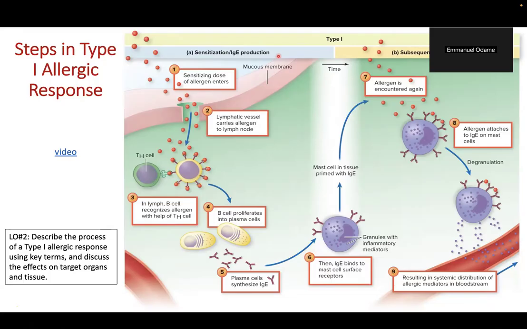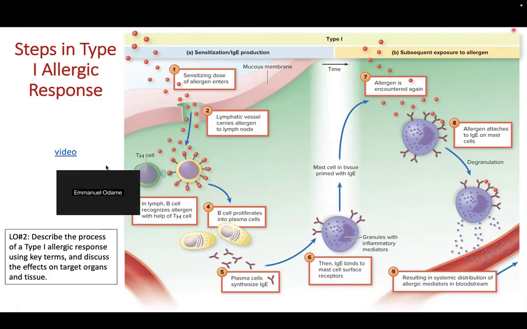So we have two processes. The first one is sensitization, or IgE production, and the second one happens upon subsequent allergen exposure. So let's take it one after the other. Here comes the allergen. Let's imagine maybe pollen or something. That's your allergen. It enters your body, gets transferred through the lymphatic vessels, and then gets into your lymph node.